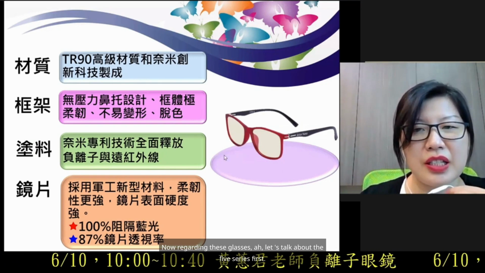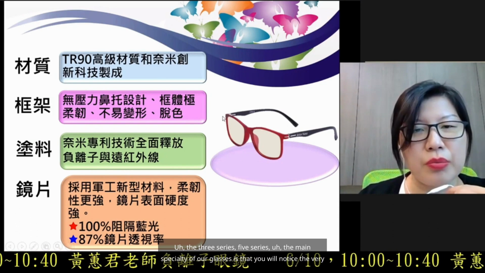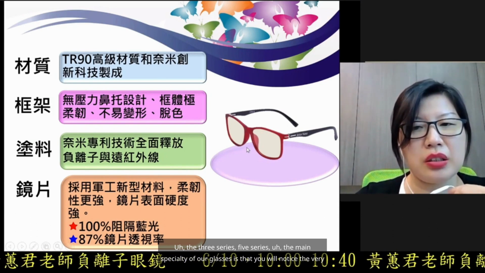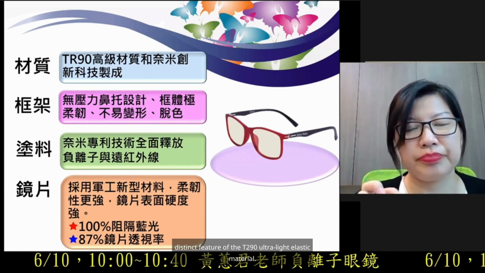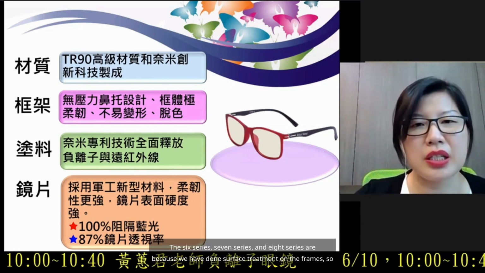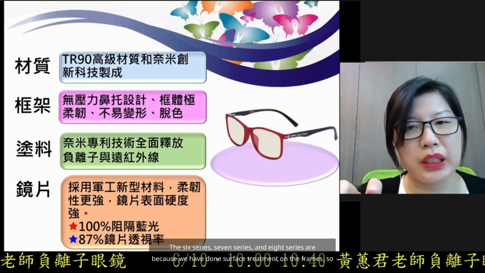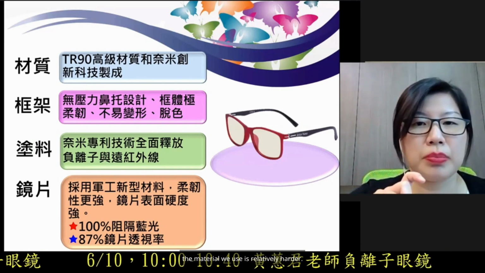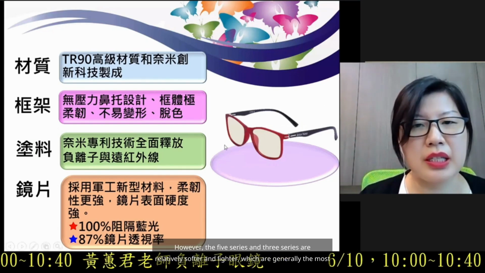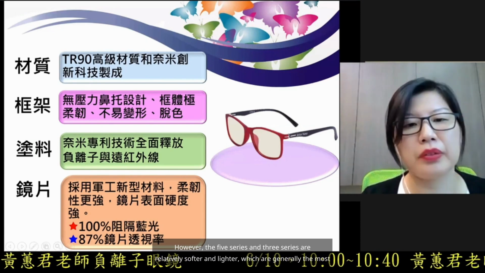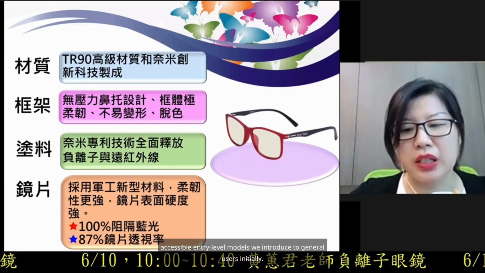Now, regarding these glasses, let's talk about the 5 series first. The 3 series, 5 series, the main specialty of our glasses is that you will notice the very distinct feature of the T290 ultra-light elastic material. The 6 series, 7 series, and 8 series are because we have done surface treatment on the frames, so the material we use is relatively harder. However, it is still an extension of the T290. However, the 5 series and 3 series are relatively softer and lighter, which are generally the most accessible entry-level models we introduce to general users initially.